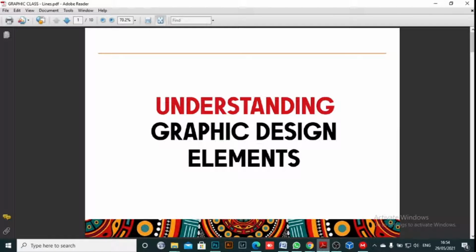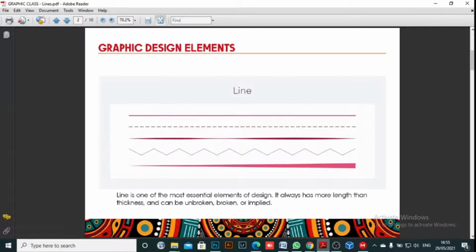But today we will be looking at module 2, where we're going to be talking about the elements and principles of graphic design. We'll look at the elements first, so understanding the elements of graphic design. We'll briefly talk about it, and in this class we'll be talking fully about it. The first one we're discussing is line.